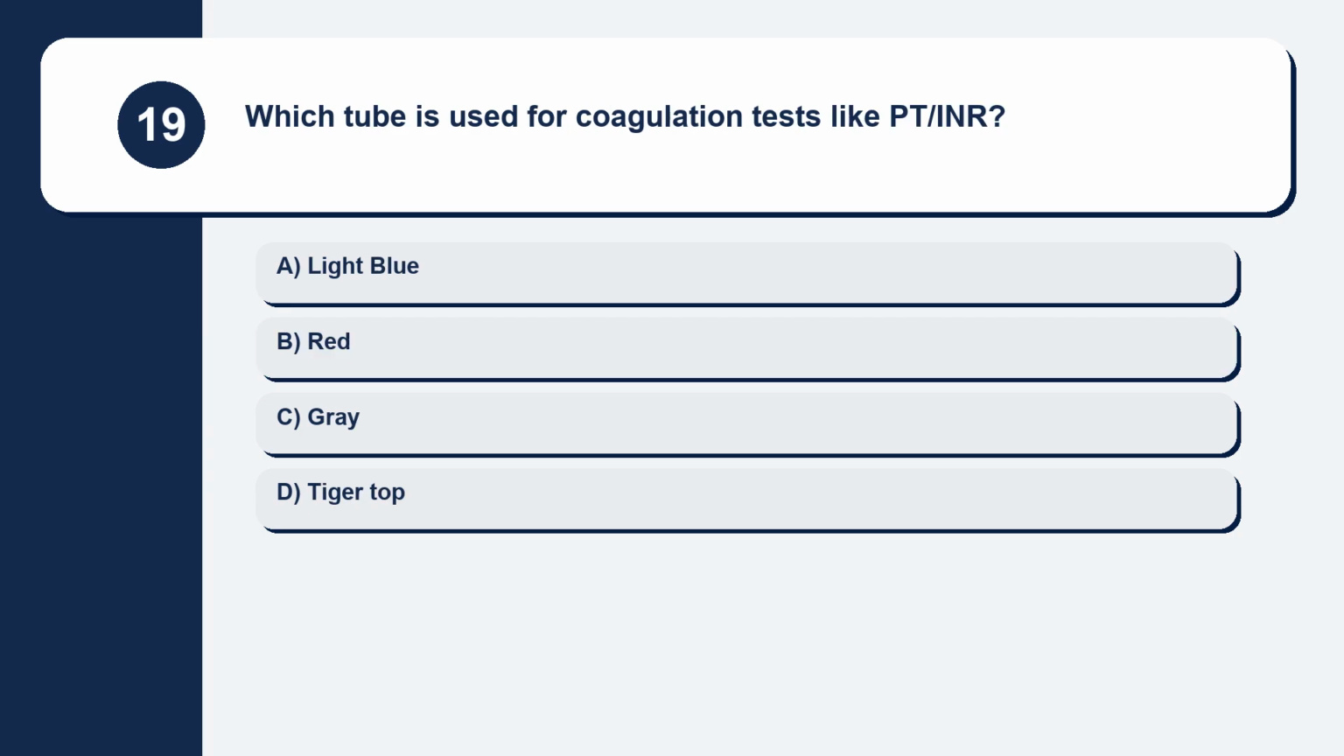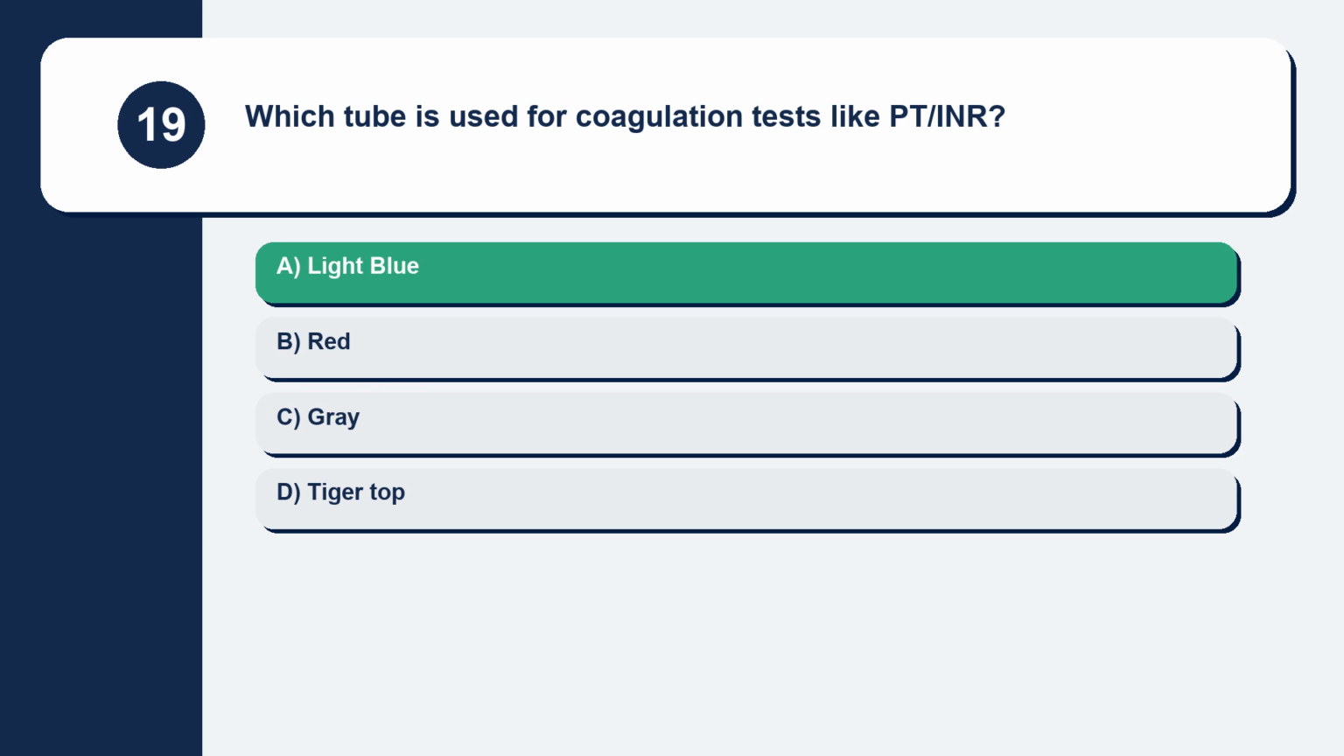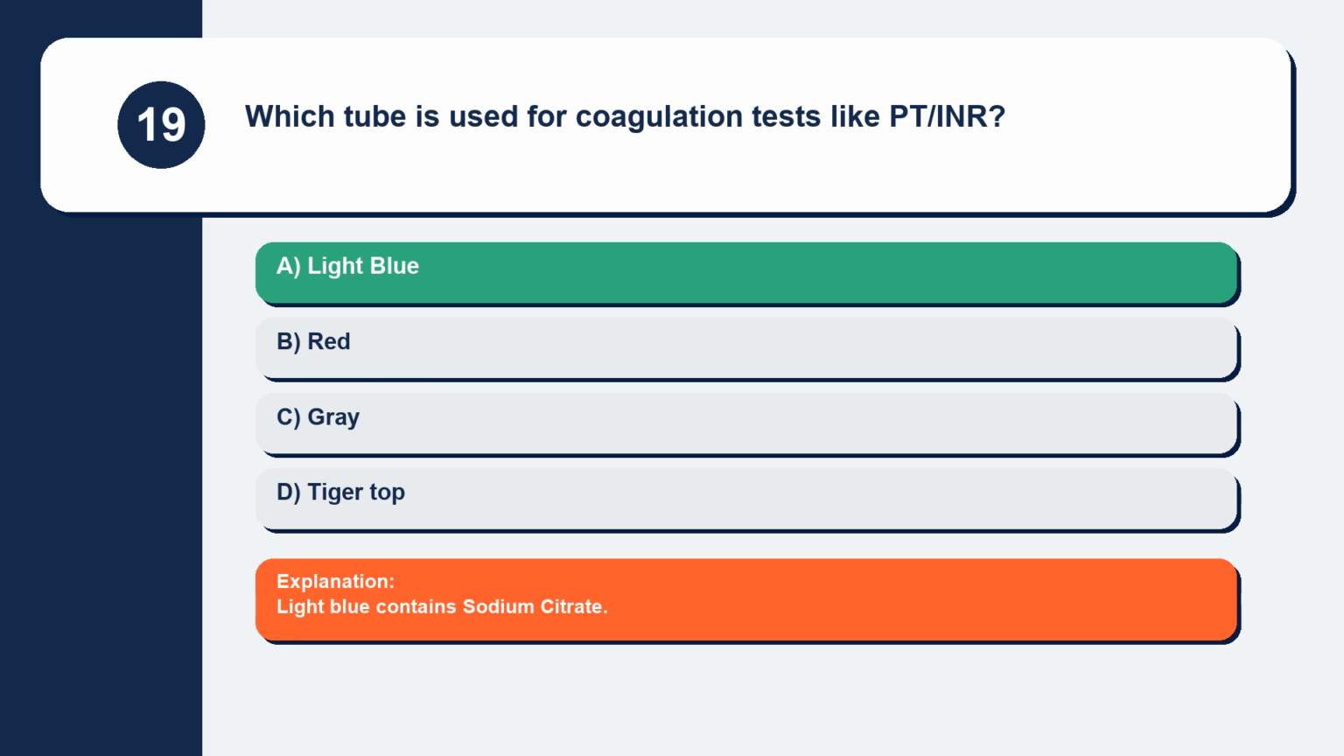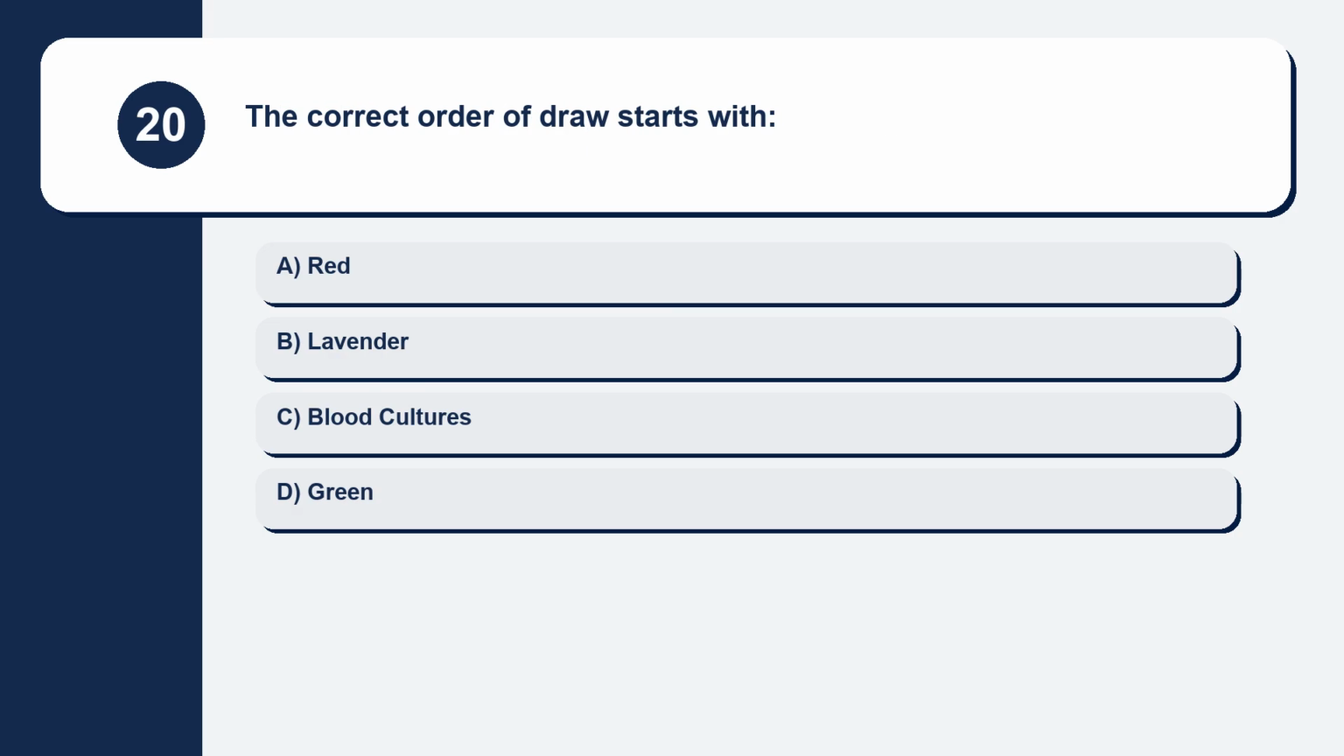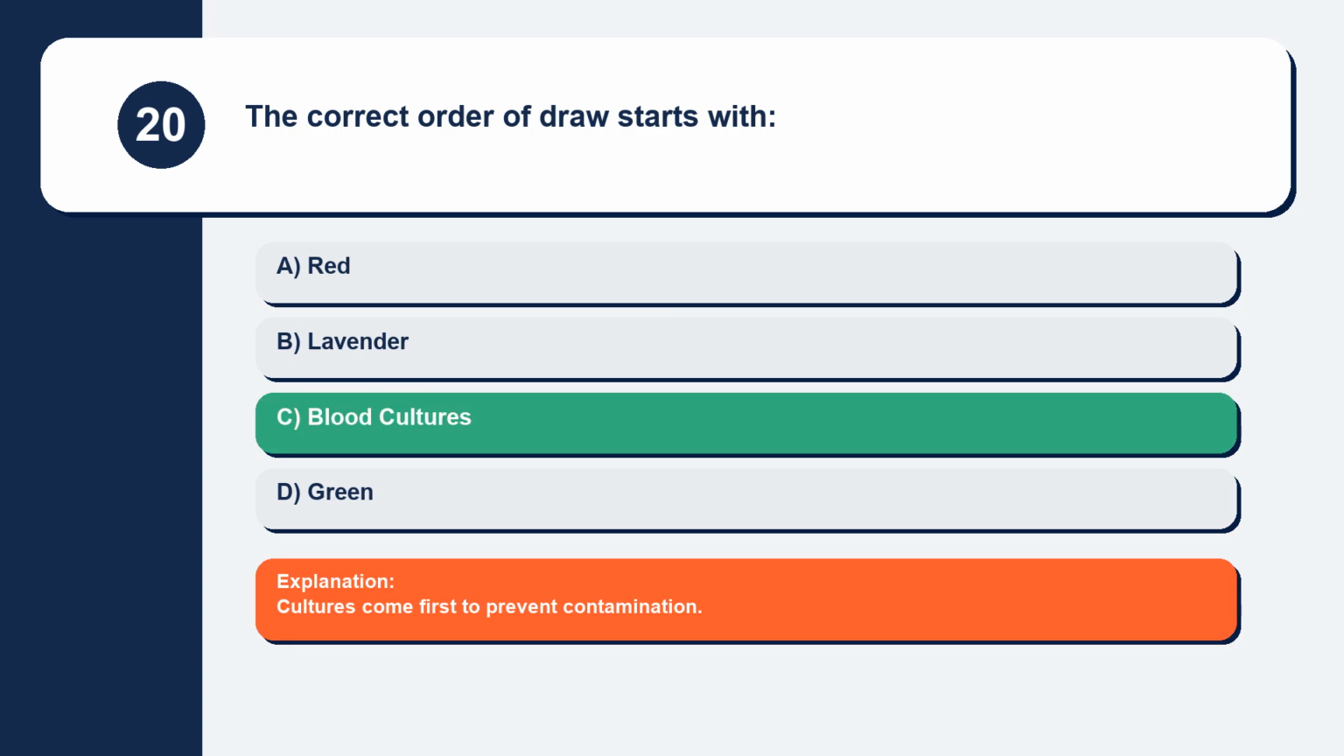Question 19. Which tube is used for coagulation tests like PT/INR, light blue, red, gray, tiger top? Light blue contains sodium citrate. Question 20. The correct order of draw starts with red, lavender, blood cultures, green. Cultures come first to prevent contamination.